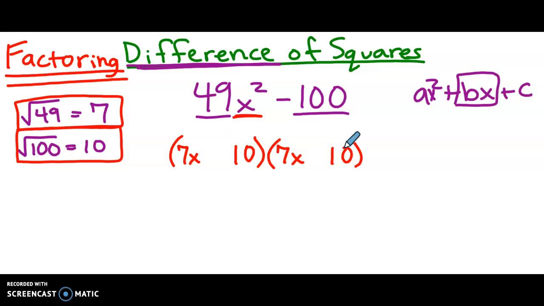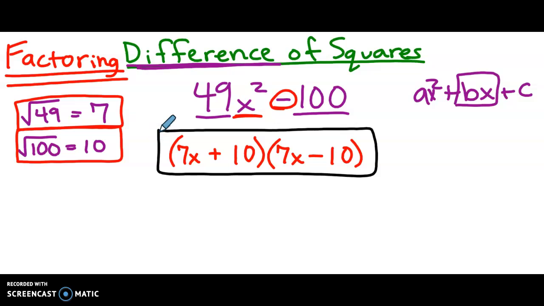Now notice both of those binomials look the same. The question is what operation is going to be in each of these binomials. To get a negative 100, one of them needs to be a plus and one needs to be a minus. This is called the difference of squares. Okay, that's our final answer. You don't have to use your normal factoring techniques like slide and divide for this one, even though you could.